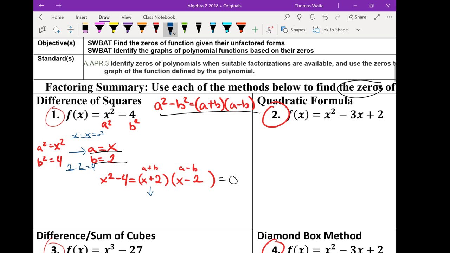Typically, we can just read these right off. That's like saying x plus 2 equals 0, which is the same as x equals negative 2. So there's 1 zero. The other comes from the other term. Two zeros.